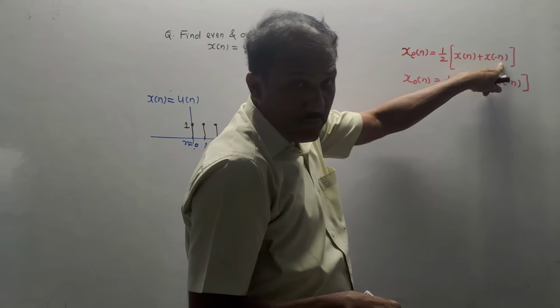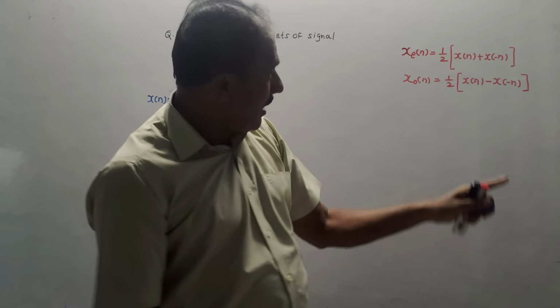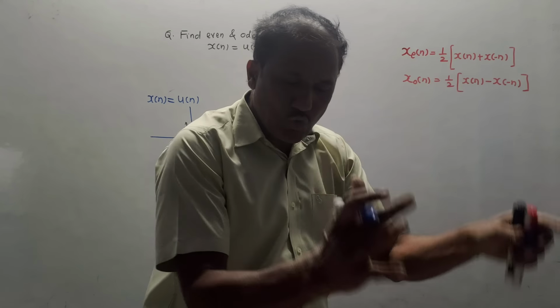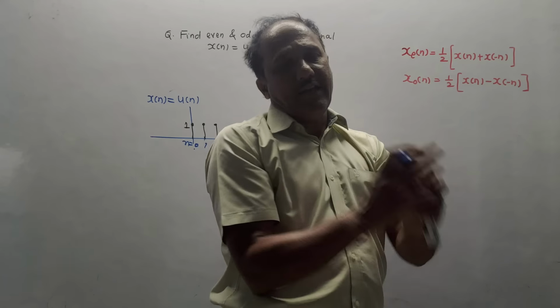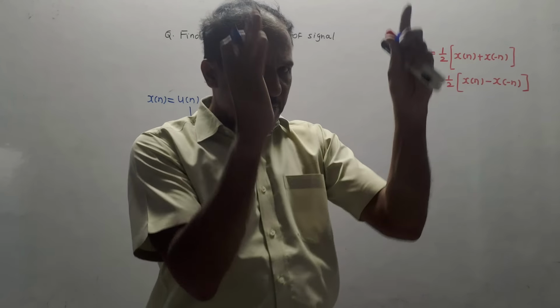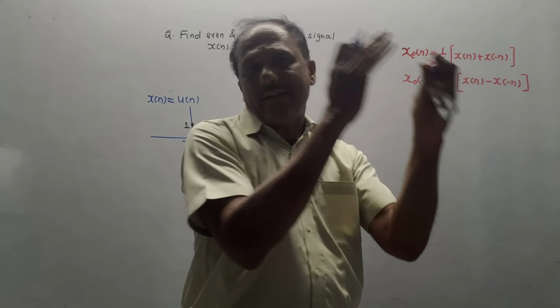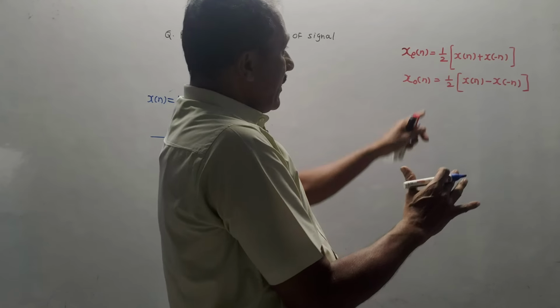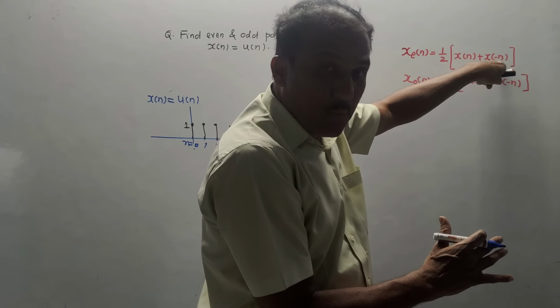Next, I want x of minus n. Make the thing simple. X of n is the original signal. X of minus n is known as the folded signal. It is also known as mirror image. Keep in mind, in case of mirror, left hand side and right hand sides are interchanged. So, this is mirror image or folding operation.